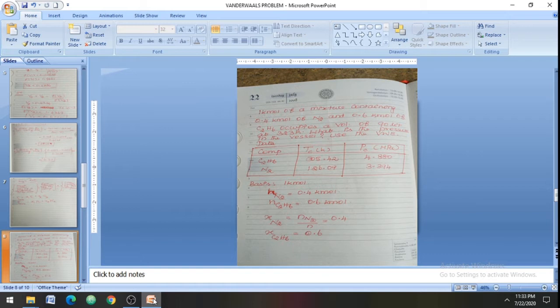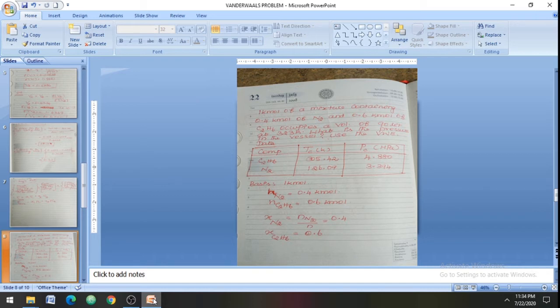So data are given for components C2H6 and nitrogen. Two critical constants are given, Tc and Pc. Tc unit Kelvin, Pc unit megapascal. So first Tc: 305.4 and 126.09. Second Pc: 4.880 and 3.394. So first read the problem carefully and find out the question. For this problem, we want to calculate the pressure. What is the pressure in the vessel?